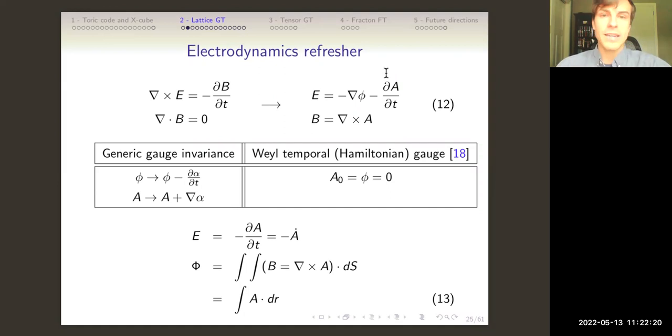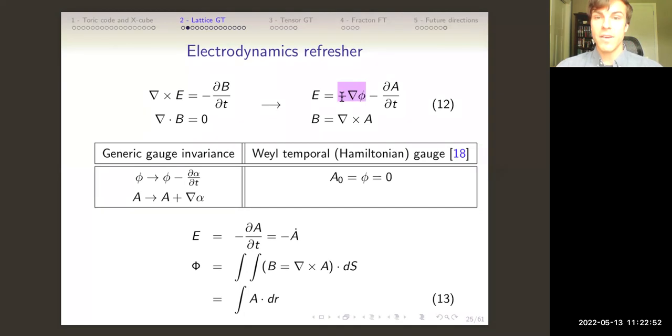So we know that we can take these two Maxwell equations, use some vector identities to get these expressions for the fields. And we know that because of the gauge invariance of the U(1) symmetry in electrodynamics, we can choose to fix a particular gauge. The one that we'll choose is sometimes called the Hamiltonian gauge for reasons that will become clear in a minute, or the temporal gauge, where the temporal part of the gauge field is set to 0.